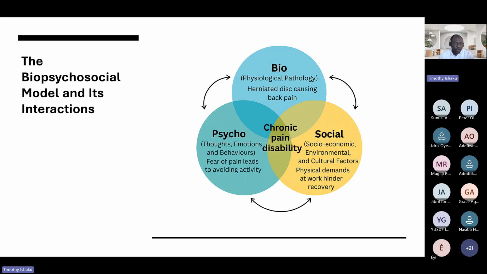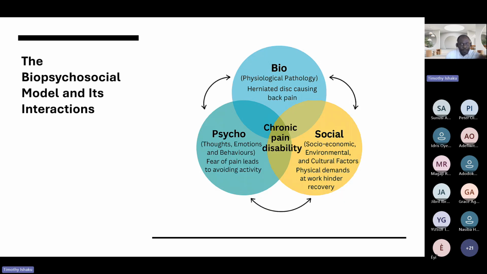Because psychological distress can influence the biological processes through mechanisms, such as increasing muscle tension and delaying healing. Or the social pressures can amplify the strain and the coping mechanism of the patient. And right at the center of the diagram, it succinctly describes the complex interplay of these domains, whereby it can give rise to a complex outcome.